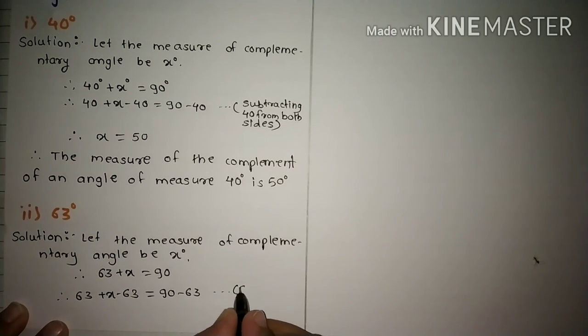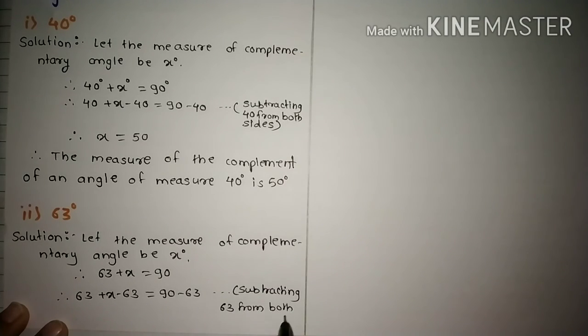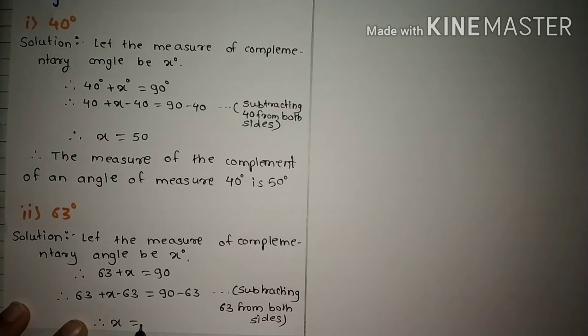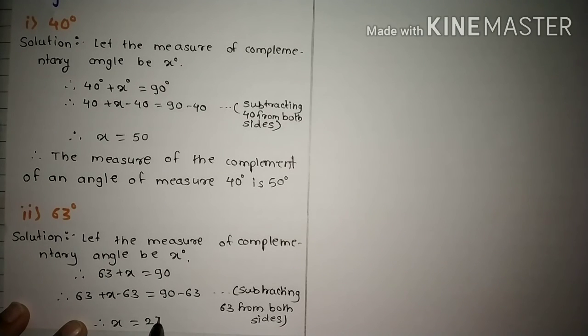Here write down the reason: subtracting 63 from both sides. Okay, 63 minus 63 is 0, and 0 plus x is x. Therefore x equals 90 minus 63. 90 minus 63 is 27. Therefore the measure of the complement of an angle of measure 63 degrees is 27 degrees.